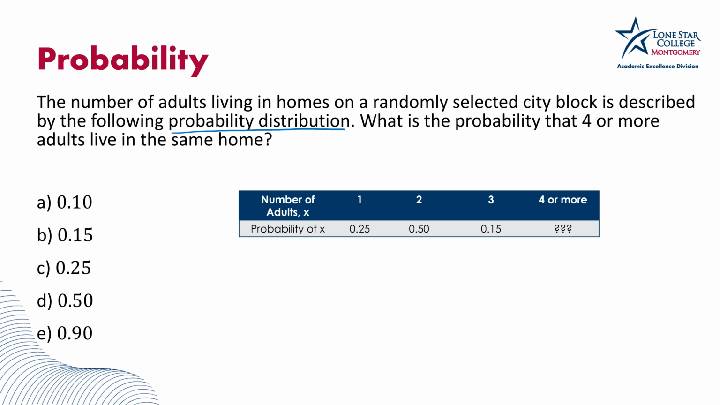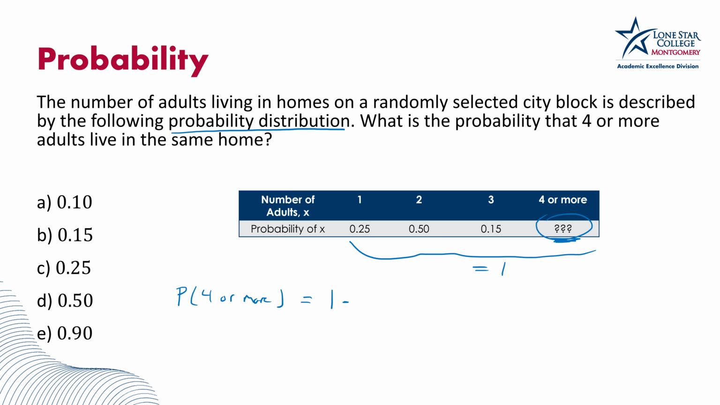The question is asking, what's the probability of 4 or more? So we know that whatever these 4 numbers are, they should always add up to equal 1. So to find this missing probability here, we can say the probability of 4 or more is going to be the total 1 minus the probabilities of 1 adult, 2 adults, and 3 adults added together.